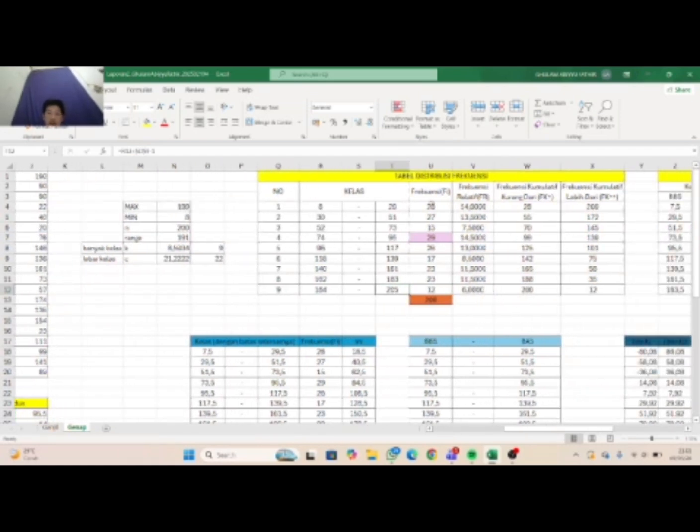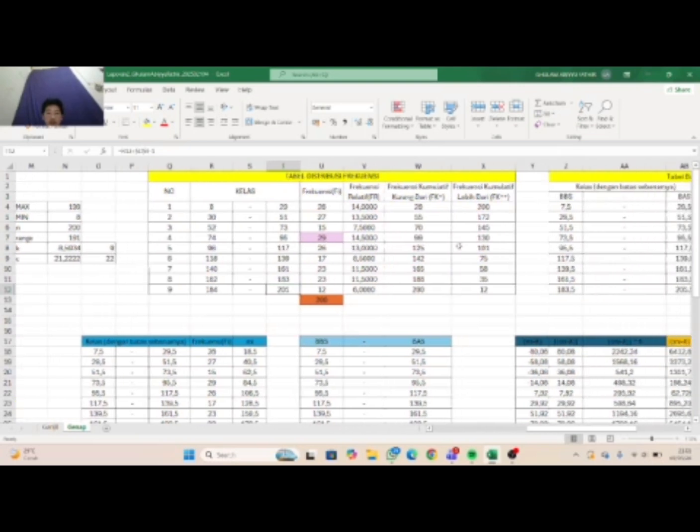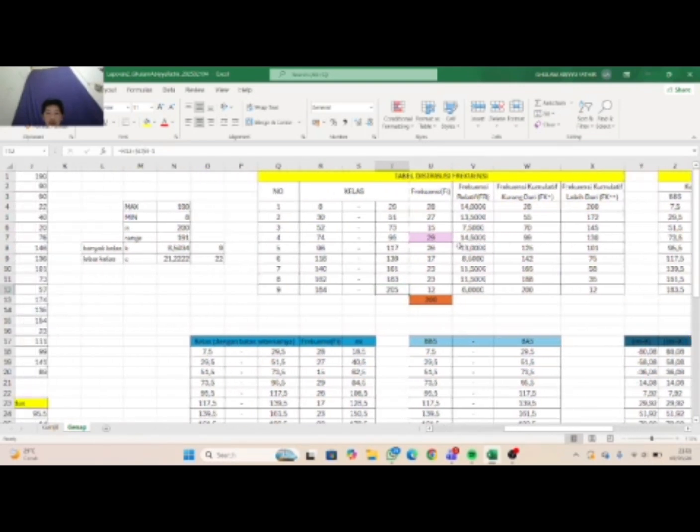Calculating the frequency. After completing the class intervals, I calculate how many data values belong to each interval using the FREQUENCY function. This function is used to determine the number of data values within each class interval. The results are displayed in the frequency column.